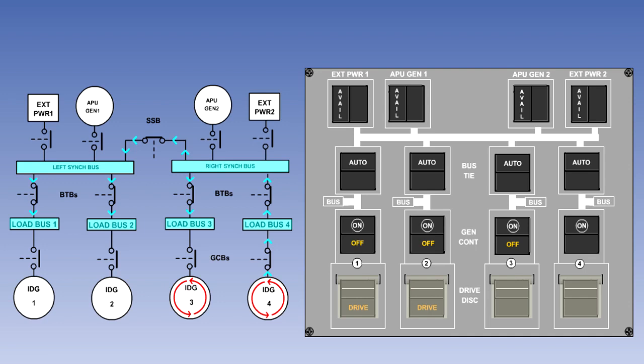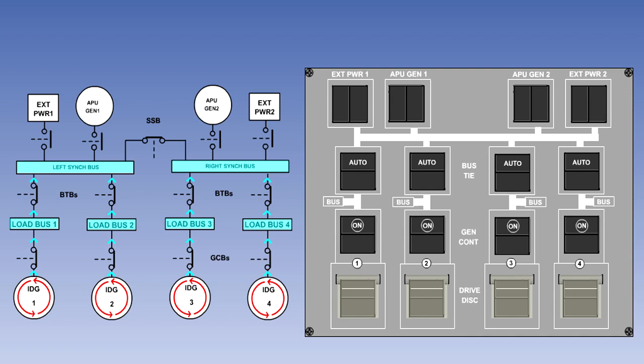As each subsequent engine is started, the output voltage, frequency and phase rotation of its generator are adjusted to align with the voltage, frequency and phase rotation of the generator or generators already supplying the bus bars. And when all are aligned, the associated GCB will close, allowing the generators to operate in parallel. The APU will be stopped and external power will be disconnected prior to taxi.